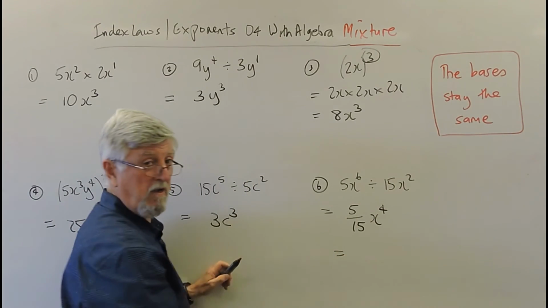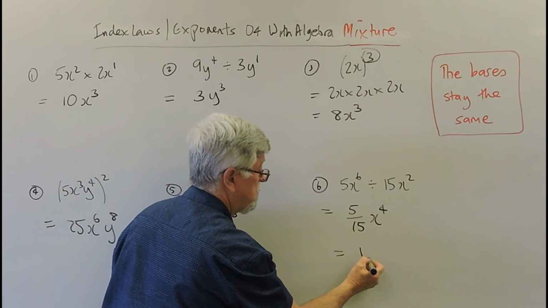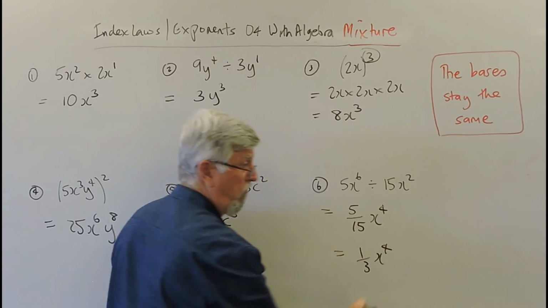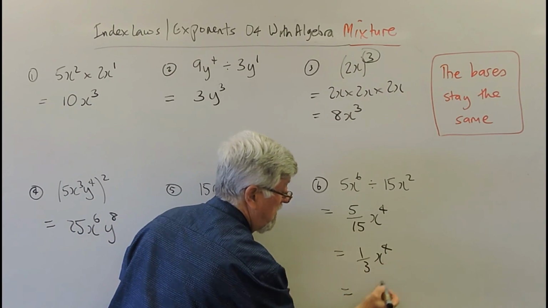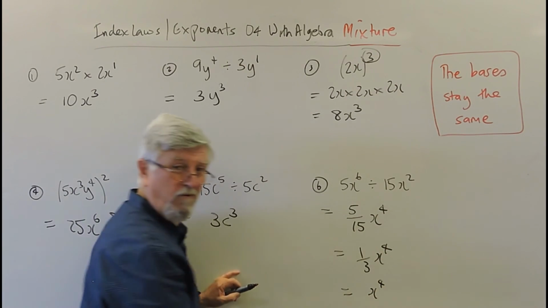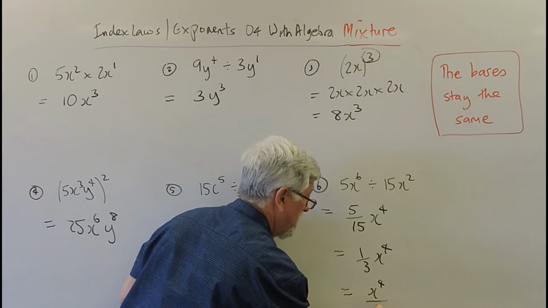Now some of you will recognise that 5 on 15 is just a third. x to the 4. And if you want to, you can write that. This is a numerator, that's a numerator. You can just write the x to the 4 on the top, and you can write the 3 on the bottom.